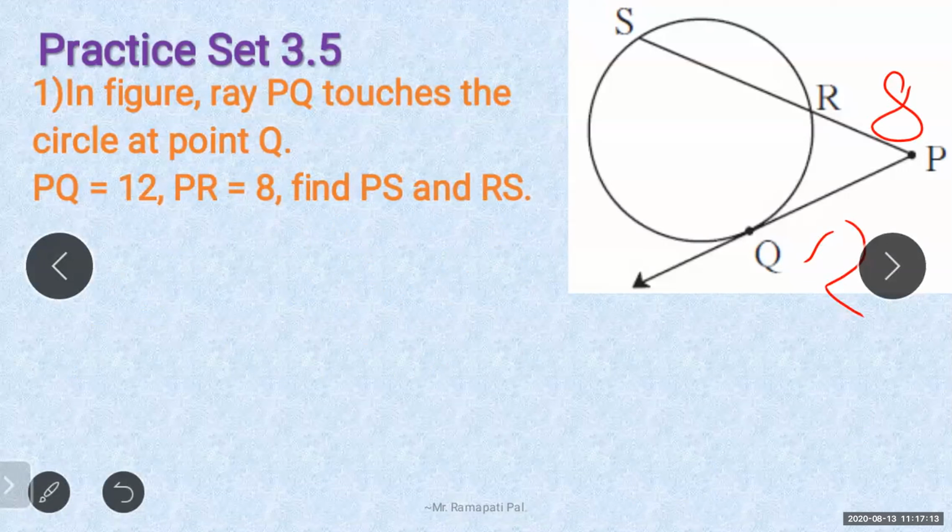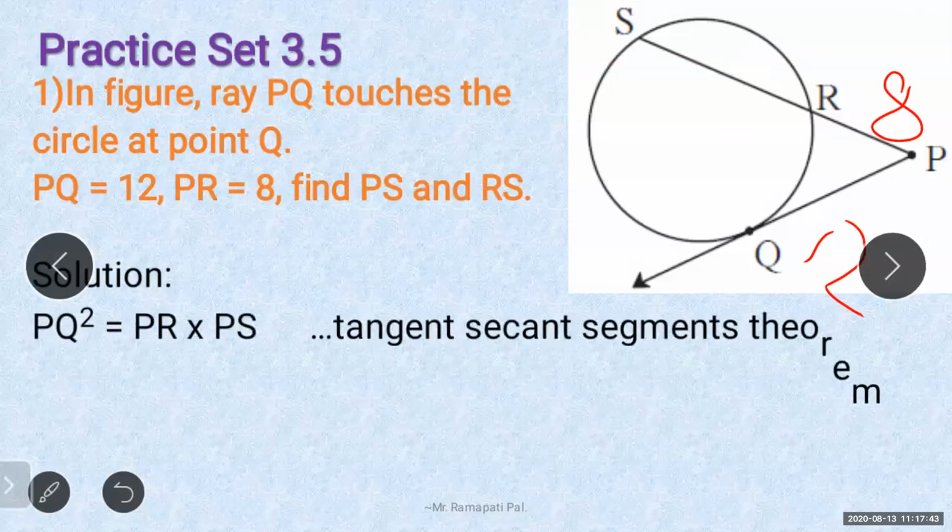So which theorem are we going to use here to find PS? Yes, very good. Tangent secant segment theorem. That is the theorem we are going to use. Let's start. PQ square is equal to PR into PS. Correct? The value of PQ is given. What is the value of PQ? So what is 12 square?